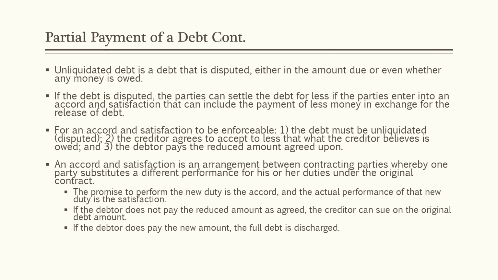When it comes to the partial payment of a debt, if the amount is liquidated, in other words, you know what you owe, you can't substitute money for money. You can substitute property for money or some other different performance, but that substitution of money for money isn't binding on the creditor. If the debt is disputed and it's unliquidated, then the substitution of a lesser amount of money for a higher amount of money is binding.